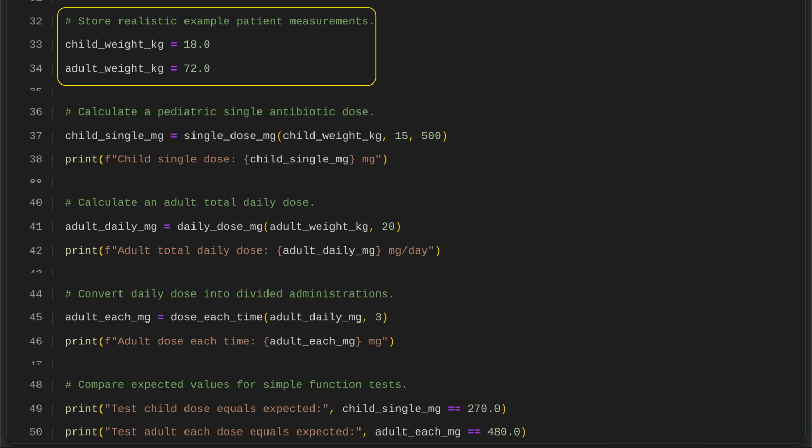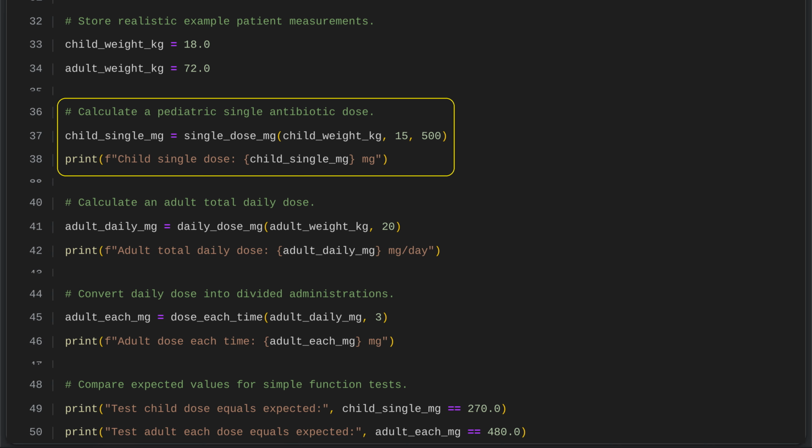The example sets 2 body weights for medication dose calculations, 18 kilograms for a child and 72 kilograms for an adult. These realistic reference values are used to show how dosing functions adjust results based on body weight. A child's antibiotic dose is calculated using the single dose milligrams function with the child's weight, the dose rate, and a maximum allowed dose. For an 18-kilogram child and 15 milligrams per kilogram, the function computes the weight-based dose and caps it if needed at 500 milligrams. The calculated single dose is then printed in milligrams.